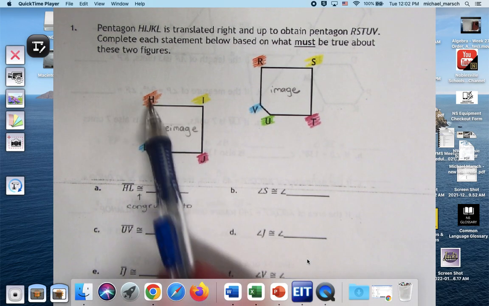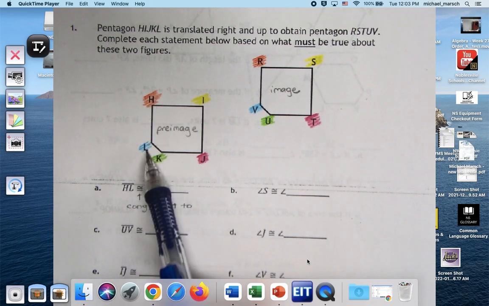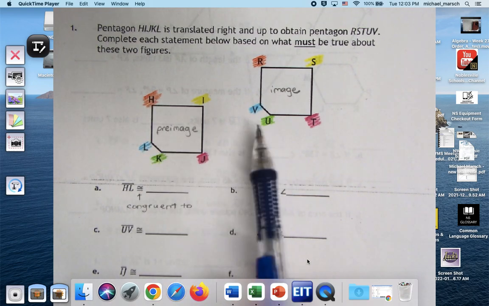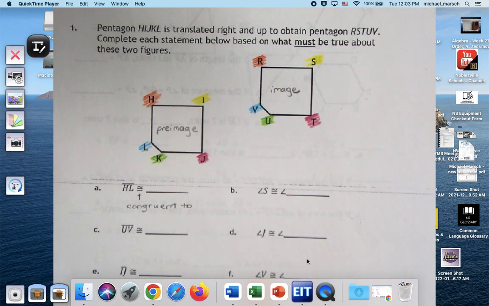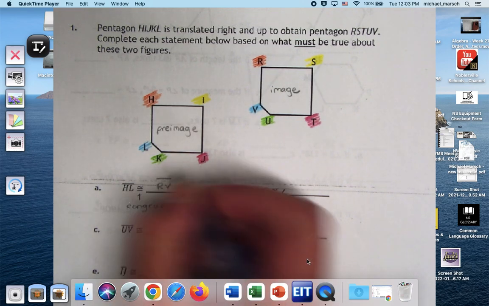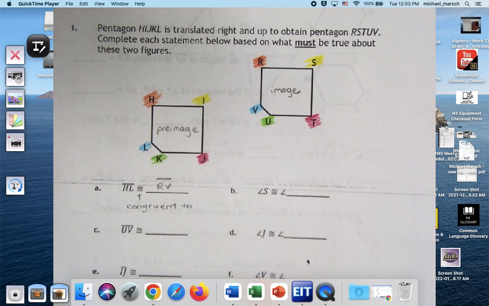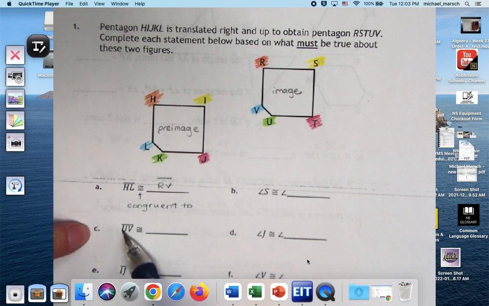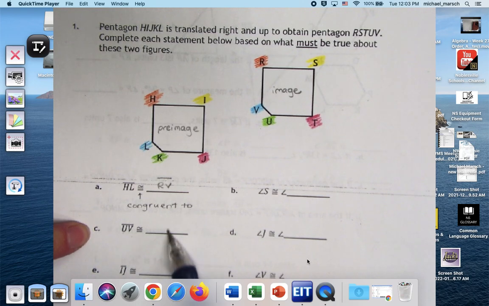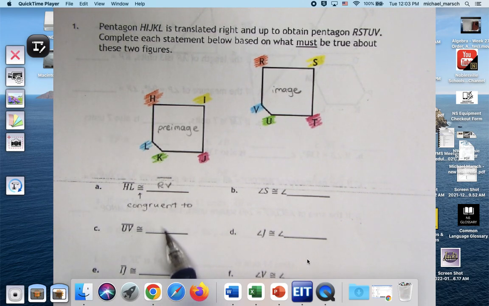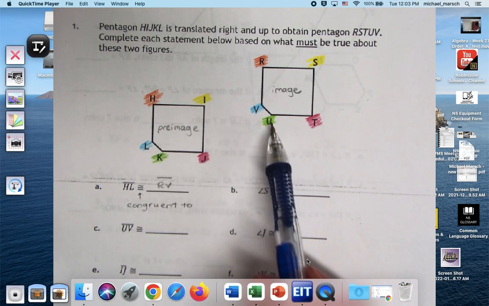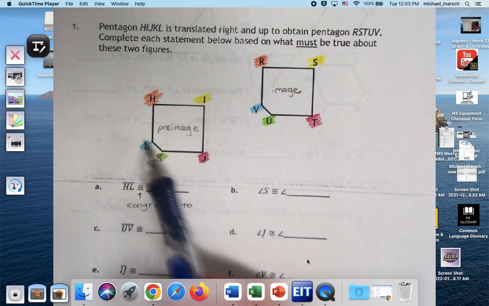So if I look at HL and it goes orange-blue, which letters go orange-blue on this shape? RV. So that tells me that this line segment HL corresponds to this line segment RV. Why do we have to put the line above it? Because that's a line segment. That's the line segment symbol. So then if I look here, UV corresponds to what on the other? KL. Yep, and you have to say KL because it goes green, blue, green, blue.